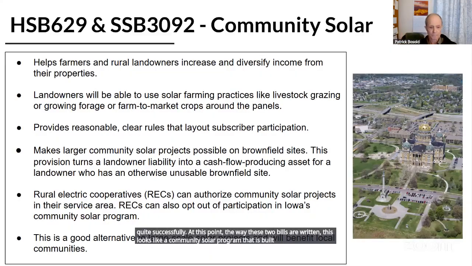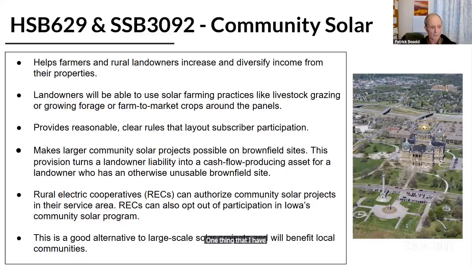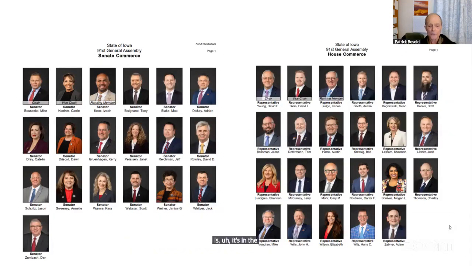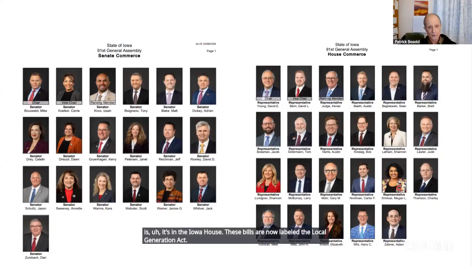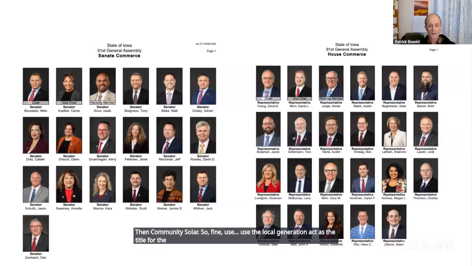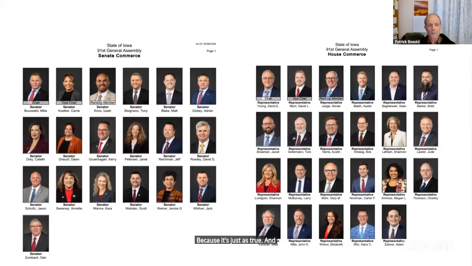Now, one thing that I have heard from my local legislators when I was pursuing this with them is, in the Iowa House, these bills are now labeled the Local Generation Act. Those words seem to be a lot more comfortable for people than community solar. So fine, use the Local Generation Act as the title for the bill, because it's just as true. And if it makes people feel better about what's on offer here, particularly your legislators, fine.